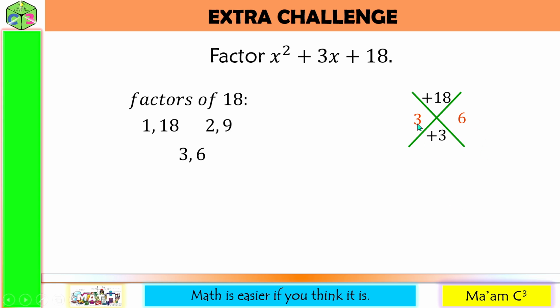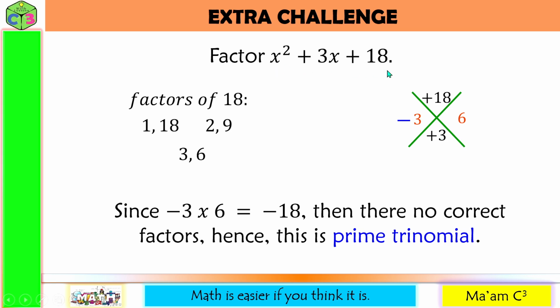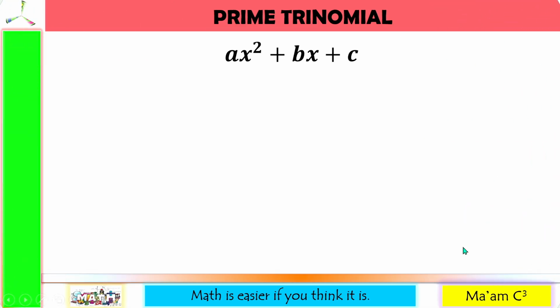But if I'm going to add these two, 3 plus 6, that is 9 and not 3. So to give me positive 3, 3 should be negative. Negative 3 plus 6 is positive 3. But if I multiply them, negative 3 times positive 6 is negative 18, not positive 18. Therefore, there are no correct factors. It means that our trinomial is already in simplest form. It is a prime trinomial. So what is prime trinomial?